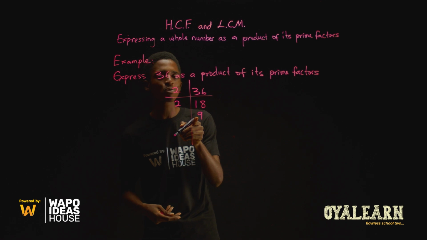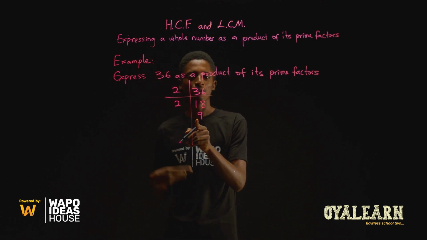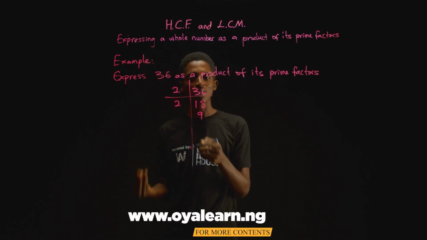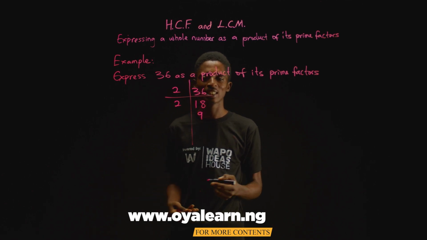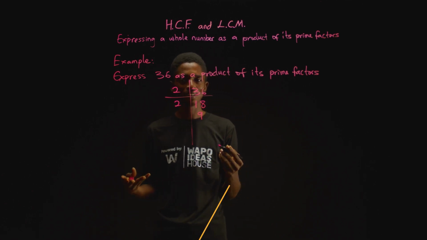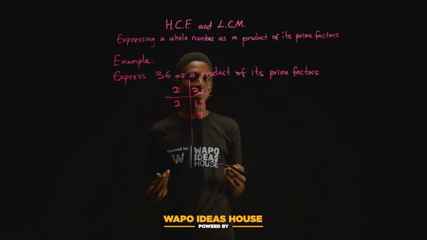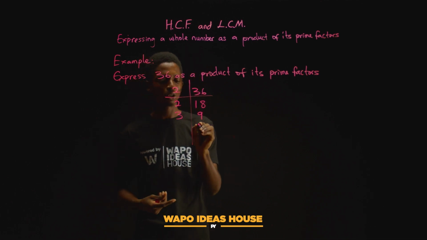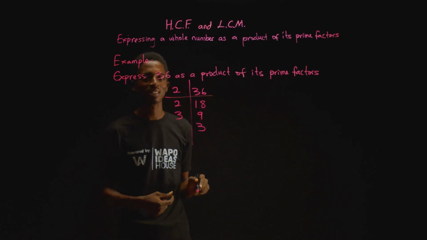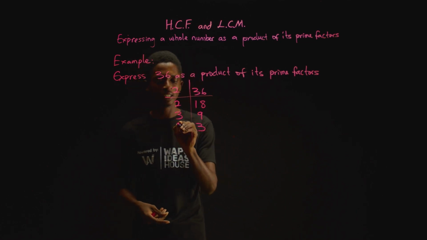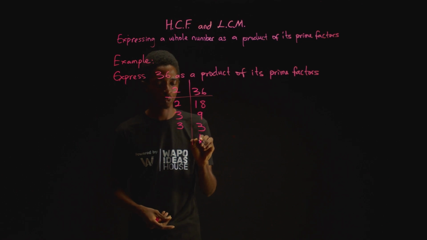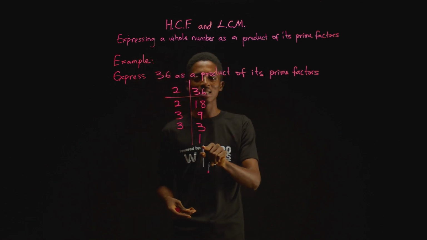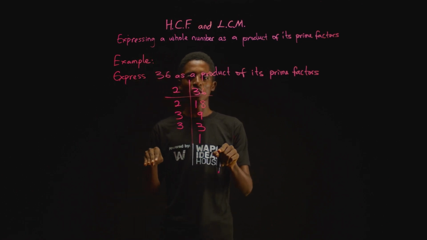Now we see that 2 cannot divide 9. If you divide 9 by 2, you would have a remainder, so it won't work in this case. So we go to the next, which is 3. And can 3 divide 9? Yes. 3 in 9, we go 3 times. And 3 in 3, we go just 1. So now that we have 1 as our final answer, we stop at this point.